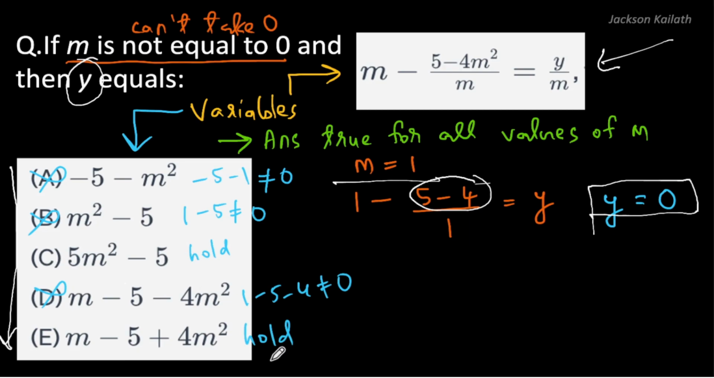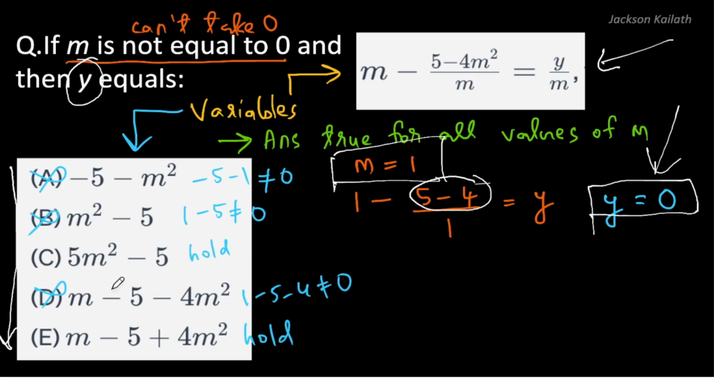So we have two contenders. So that's why I told you in the beginning itself, when you see that C is working out, you should not go ahead and mark that as the correct answer. You have to go through all the options. So this means that one of the options C and E has to be true, because when m is equal to 1, only these two are giving the value of y as equal to 0.